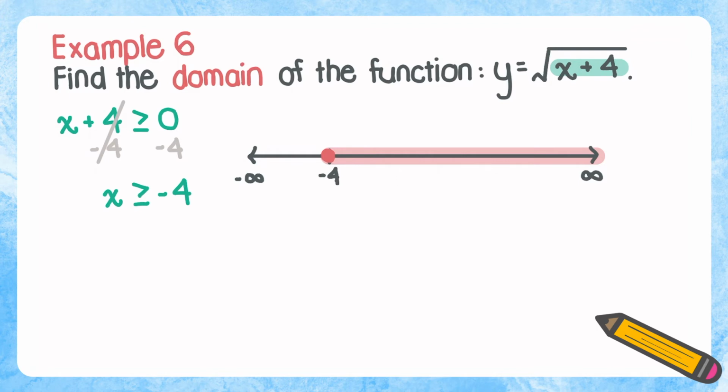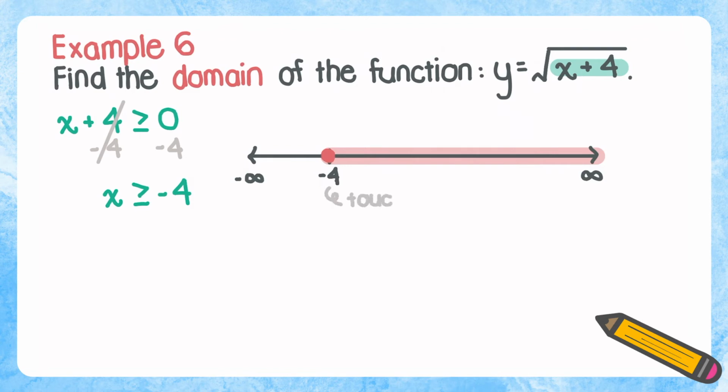Notice that we can't have any x values less than negative 4 because then the radicand would be a negative number. We can't have that. Like for example, if we had x equals negative 10, then our radicand would be negative 10 plus 4, which is negative 6. Yeah, that doesn't work because it's negative. So x has to be greater than or equal to negative 4.